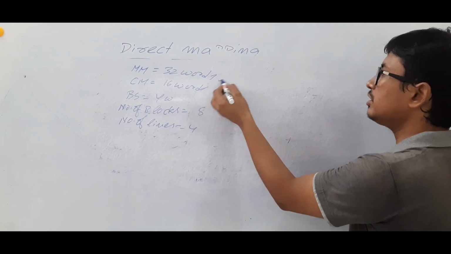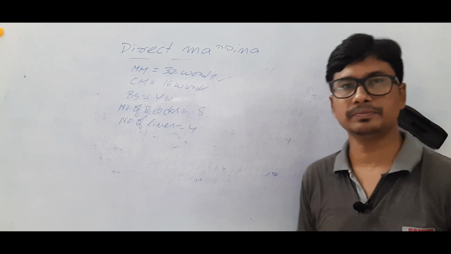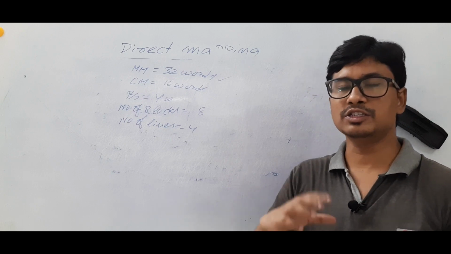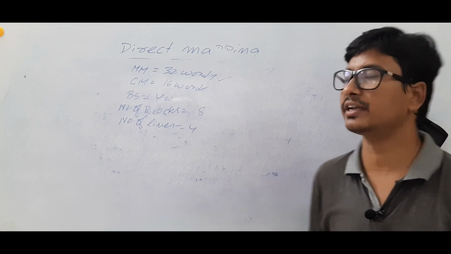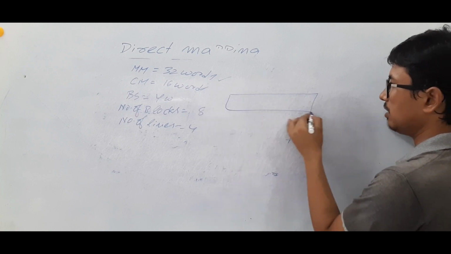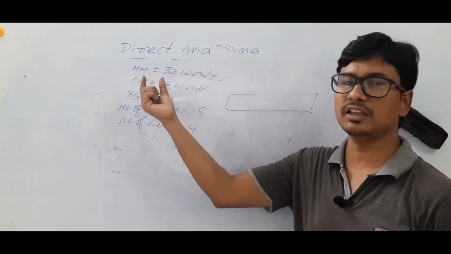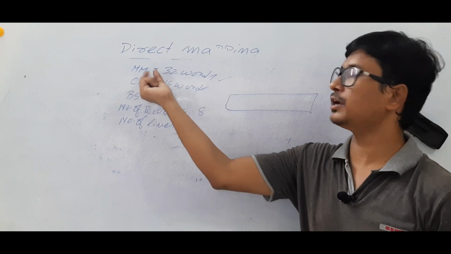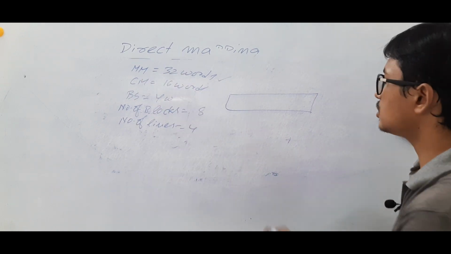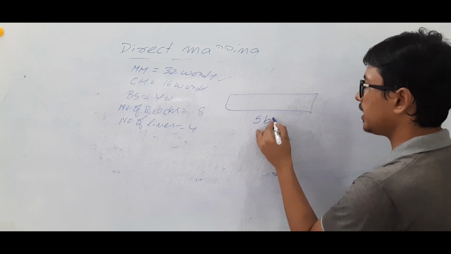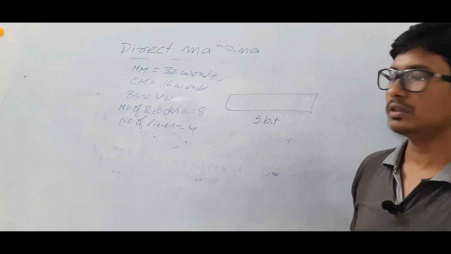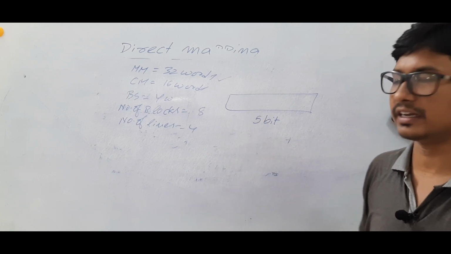Now, if you have a 32-word main memory, are you able to understand? The CPU will generate a physical address of 5 bits, because the CPU generates the physical address depending on the size of the main memory. The size of the main memory is 32 words, so using 5 bits you can locate the 32 word addresses. So a 5-bit physical address will be generated.